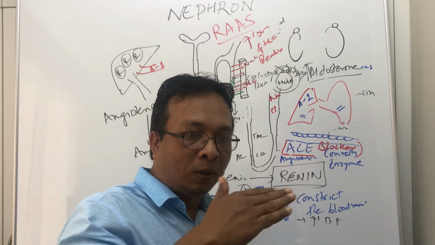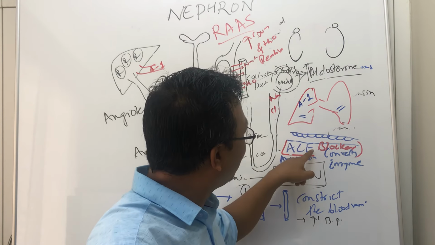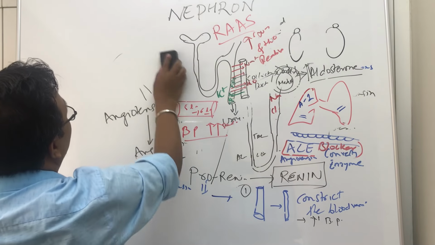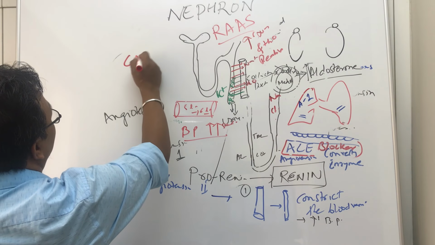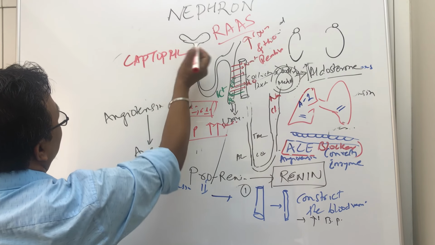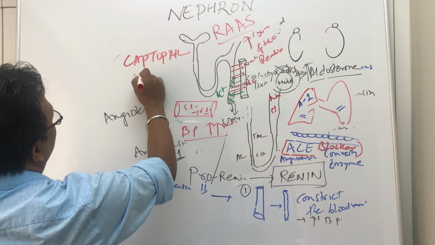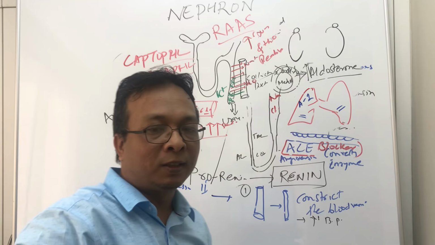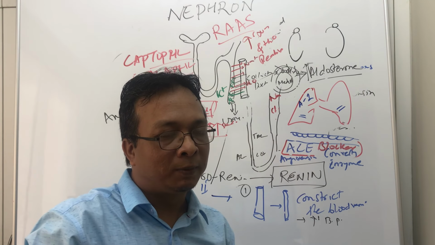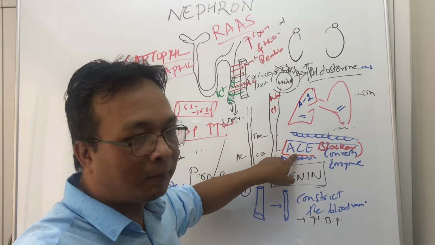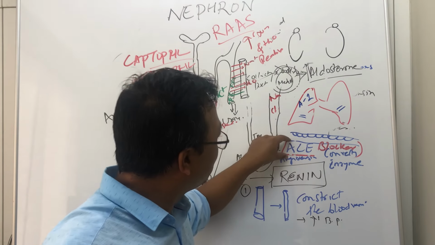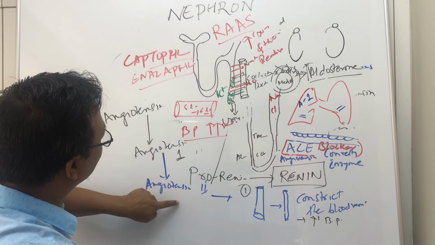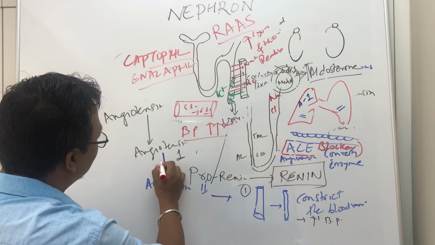If you want to hold the blood pressure at a certain point, what will you give? You will give ACE blocker drugs like captopril, which are very commonly used antihypertensive drugs. Captopril, you will be asked in pharmacology next year, and enalapril. They are the drugs that are used for high blood pressure. They block this ACE enzyme, so they are also called ACE blockers. ACE blocker means you are stopping the conversion of angiotensin 1 to angiotensin 2. You are blocking this step.